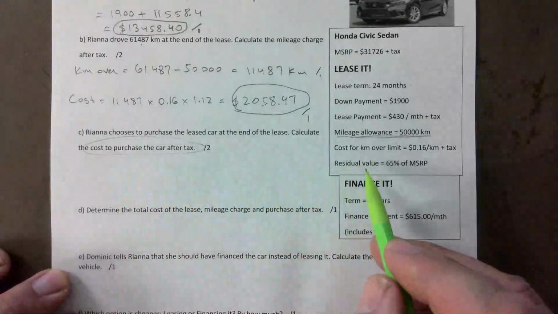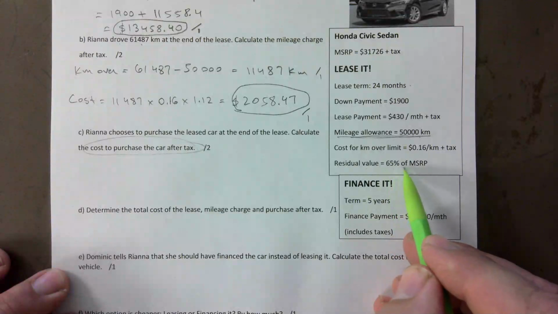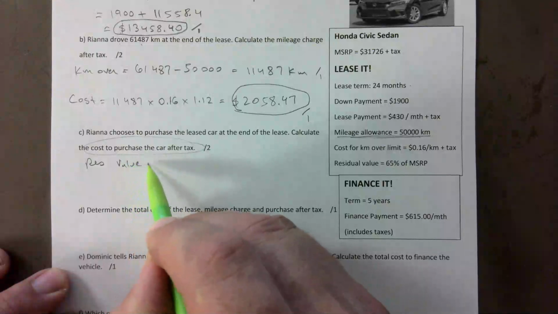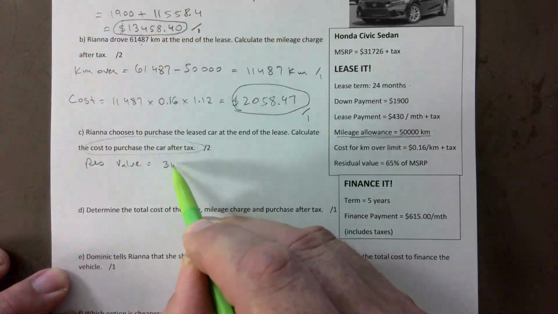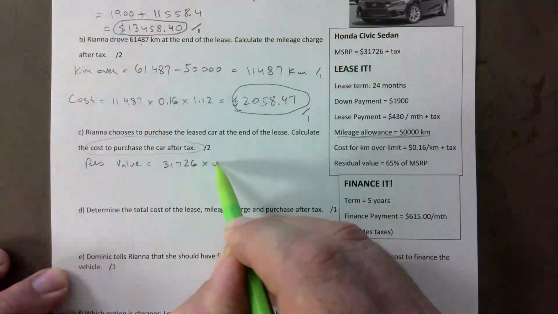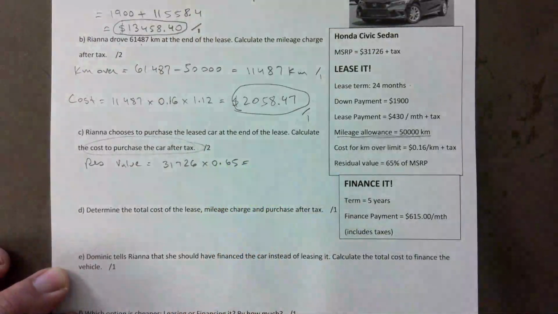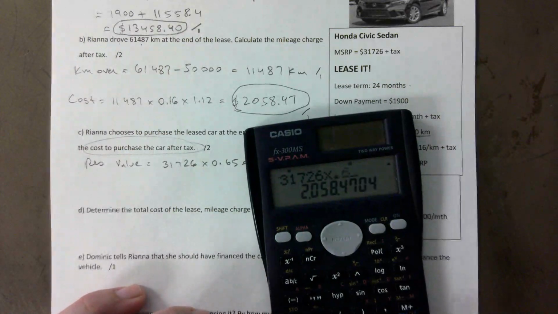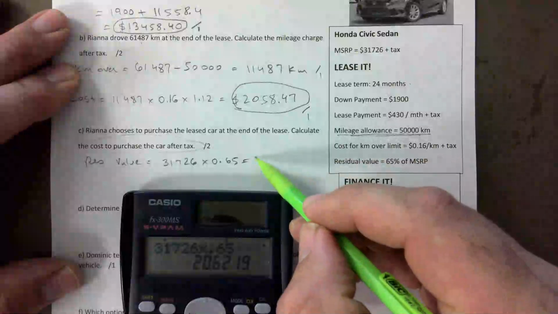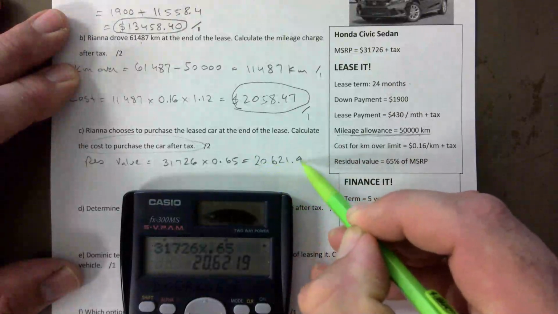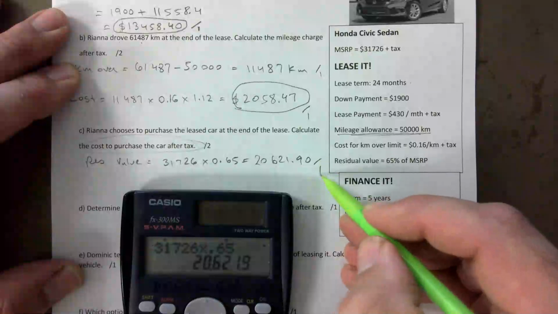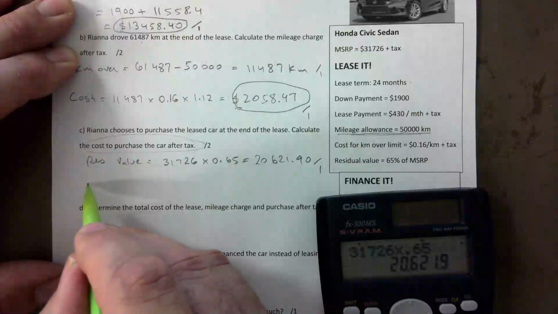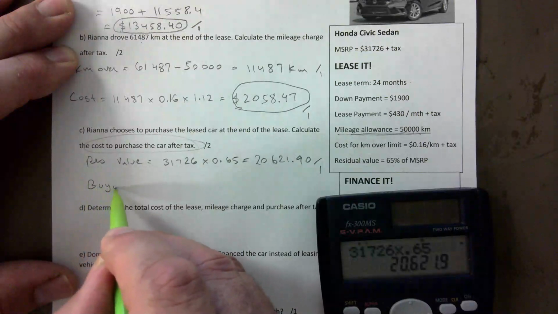Okay, cost of purchase after tax. So let's see. Residual value is 65% of MSRP. So let's do that. MSRP is 31,726, and we multiply that by 0.65. So my residual value is that. You get a mark for that part. And then the cost after tax or buyout.